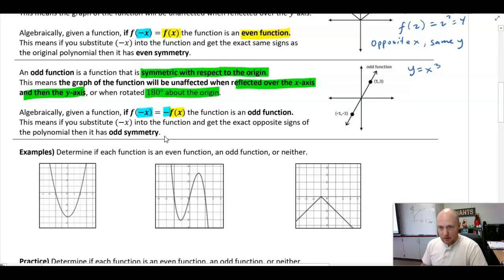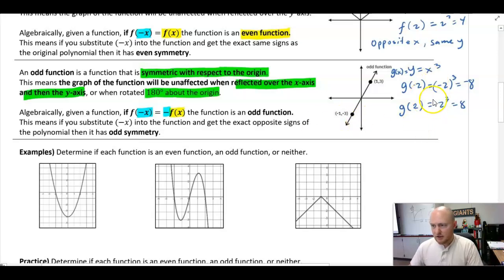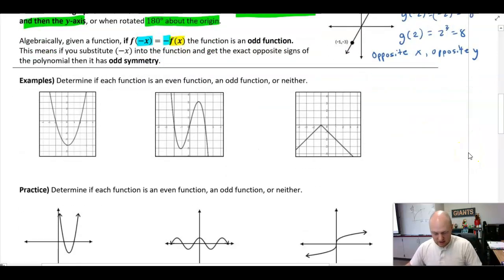I wanted to show you another general example. y equals x to the power of 3, and I'll call this one g. If I evaluate g of -2, -2 cubed gives me -8. And then I evaluate g of 2, the opposite x, and I get the opposite y value. We get 8. So this is an odd function. Opposite x gives you the opposite y value.